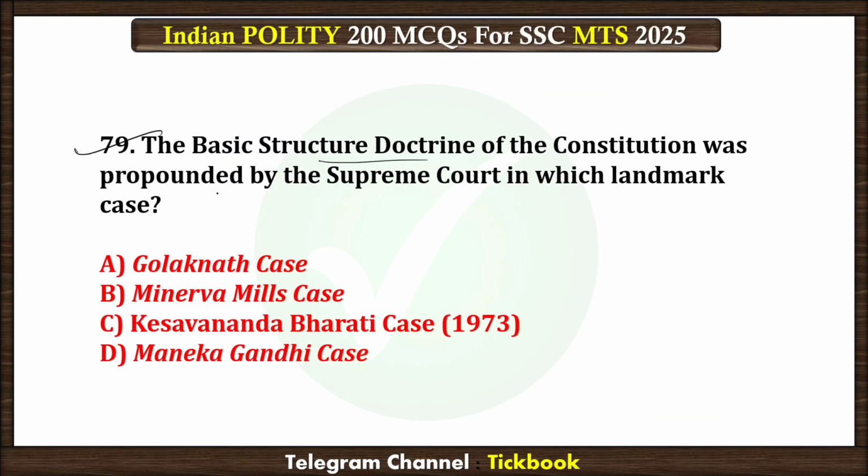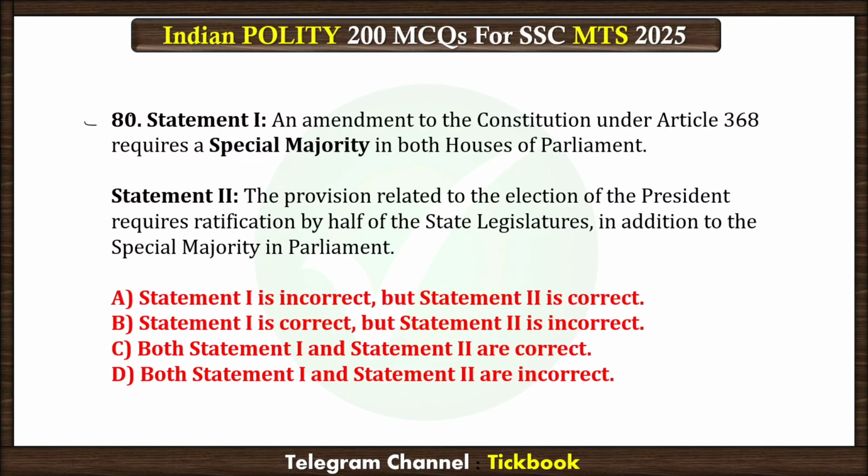79. The basic structure doctrine of the constitution was propounded by the Supreme Court in which landmark case? Option number C, Keshavananda Bharati case, 1973. 80. Statement 1. An amendment to the Constitution under 368 requires a special majority in both houses of Parliament. Statement 2. Provision related to the election of the President requires ratification by half of the state legislatures in addition to a special majority in Parliament. Number C. Both statement 1 and 2 are correct.